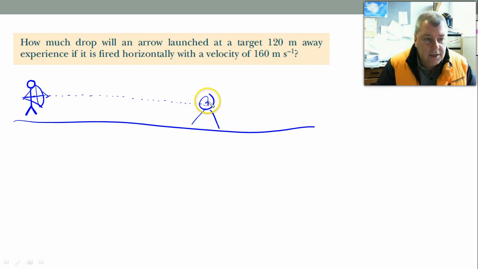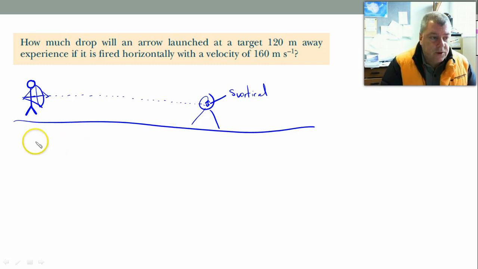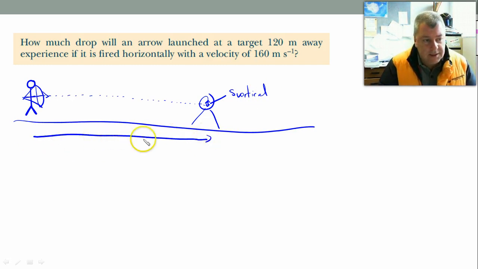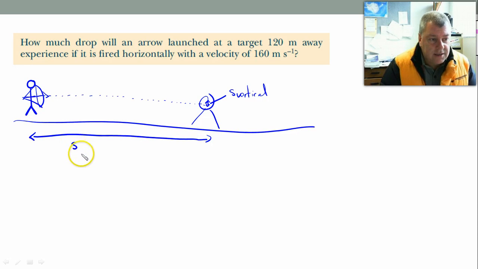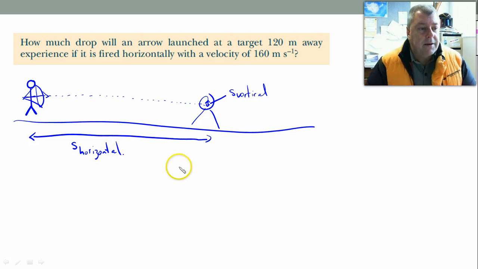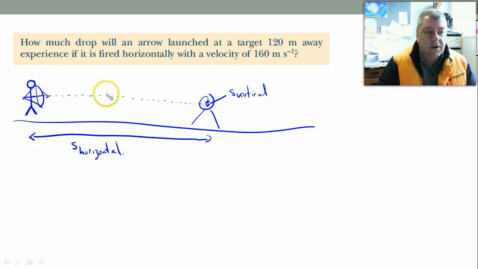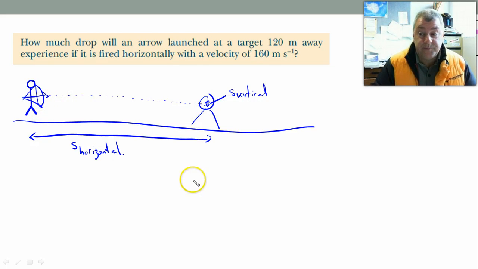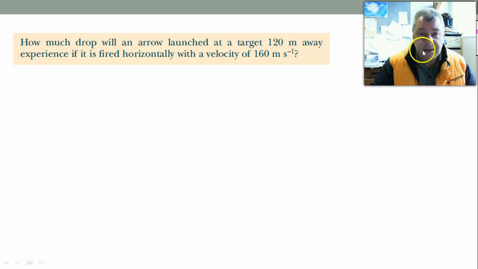Okay, and we're interested in that little distance there, which is a displacement in the vertical. So S vertical. Not to be confused with the displacement in that distance, which is actually S horizontal. Okay, and again, all this can confuse us. But as soon as we've got a motion which has a horizontal component and is falling, we know it's a projectile motion question. Okay, so let's have a look. That's our diagram.